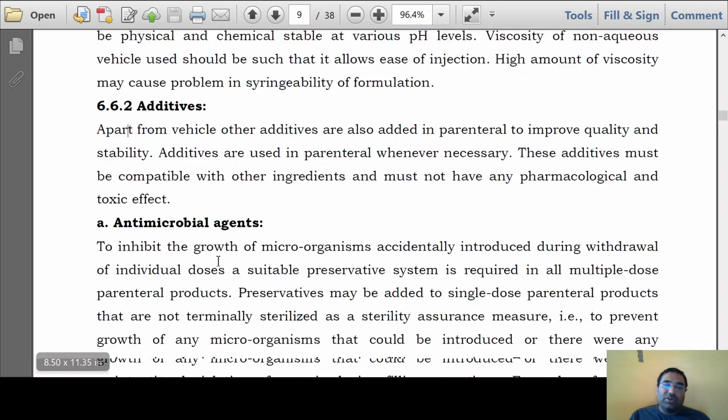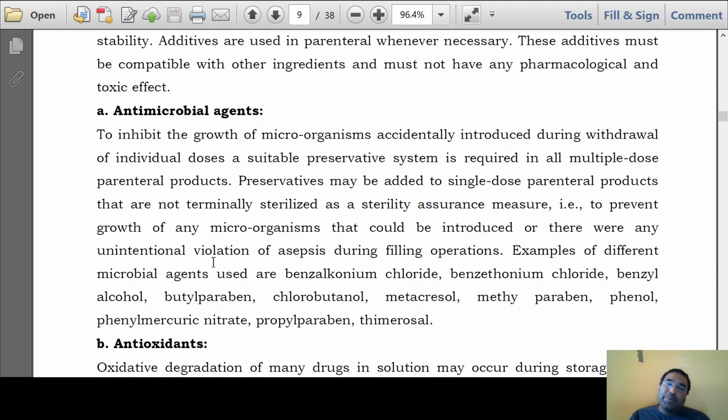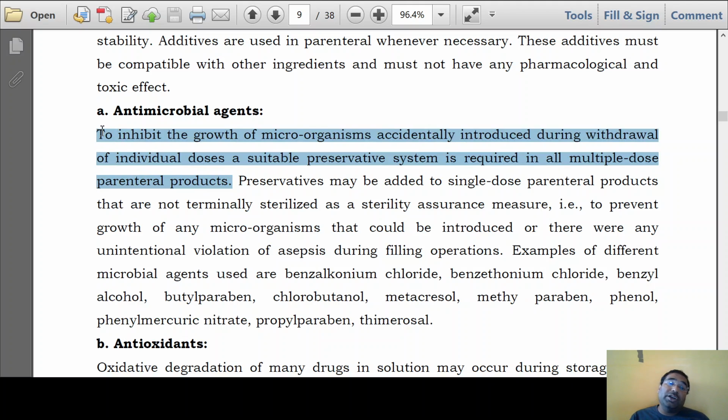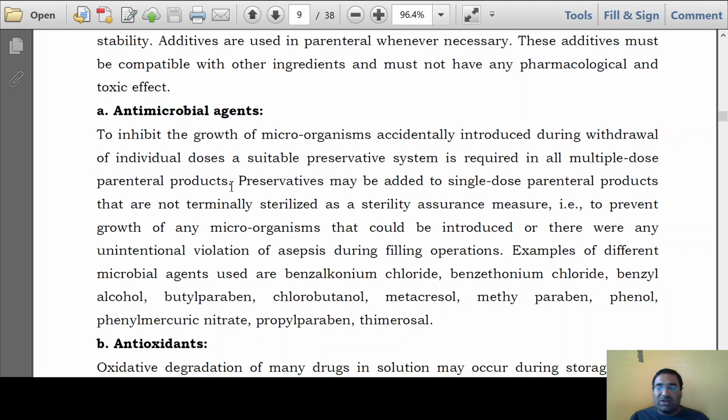The first additive used in the preparation of parenteral products is the antimicrobial agent. As you know, antimicrobial agents are used to stop the growth of microorganisms or to kill them. To inhibit the growth of microorganisms accidentally introduced during withdrawal of individual doses, a suitable preservative system is required in all multiple dose parenteral products. So remember that antimicrobial agents are generally used for multi-dose containers. In single dose containers, antimicrobial agents are not generally used. So why are they used in multi-dose containers?